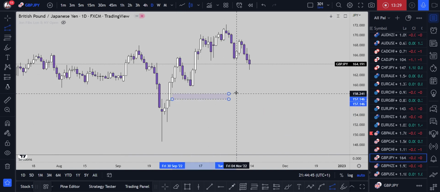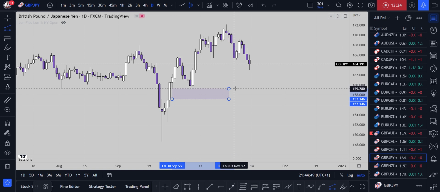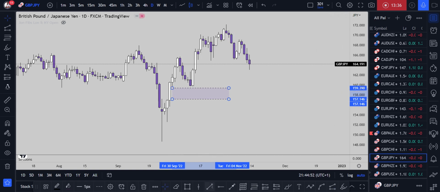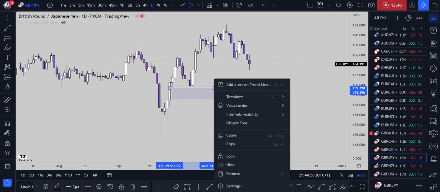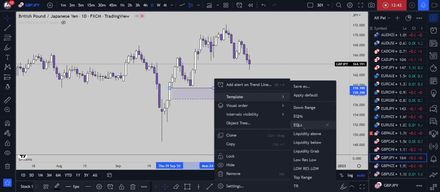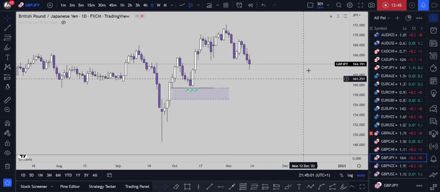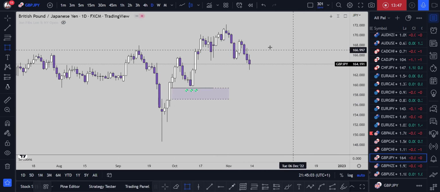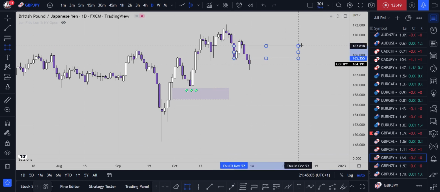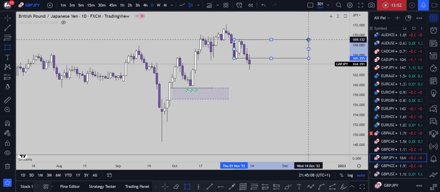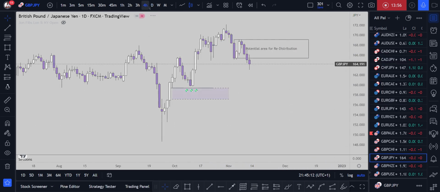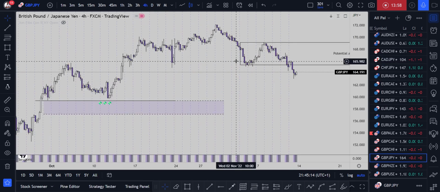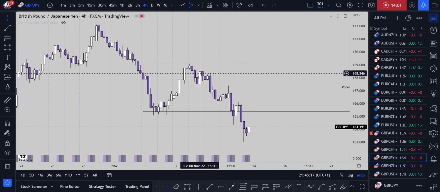So this will be our first overall target. The first overall target will be this place, and I love this liquidity here. So say equals though, right? Potential area for distribution, right? We have to look at the 4 hour so that we can get more precise.